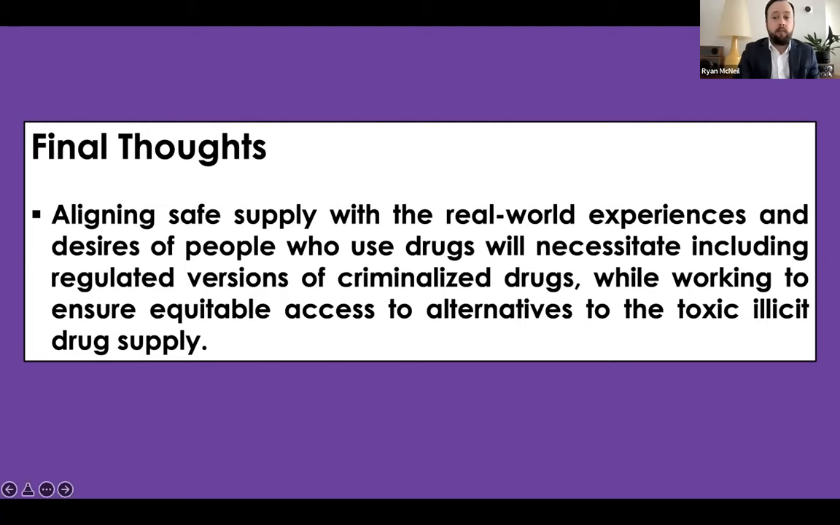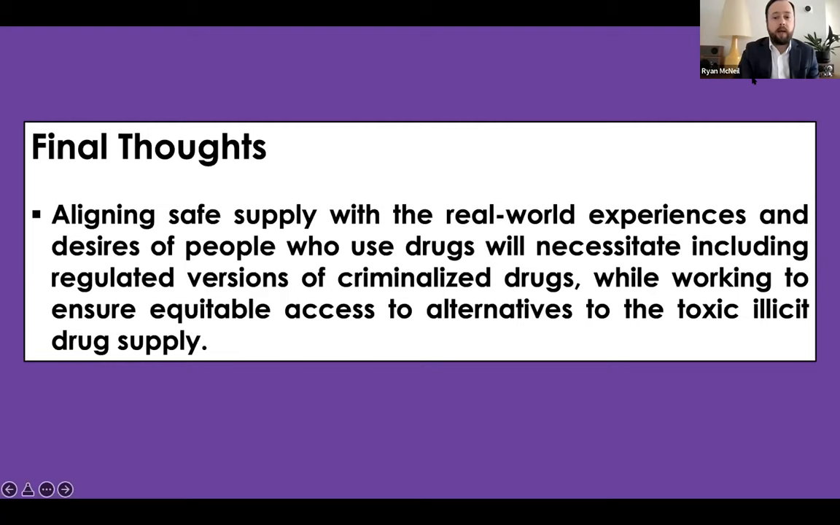And the reality is, right now, we don't have a lot to offer people who are using drugs who aren't on or interested in treatment. And this represents one of the most promising approaches that takes away that key driver of overdose deaths right now, which is the fact that our drug supply is completely toxic.